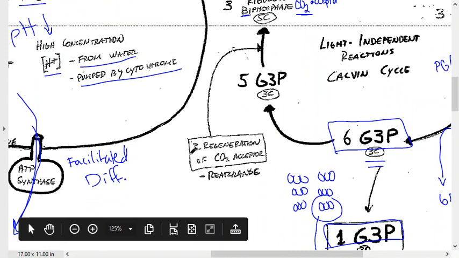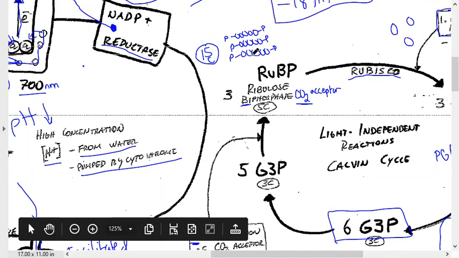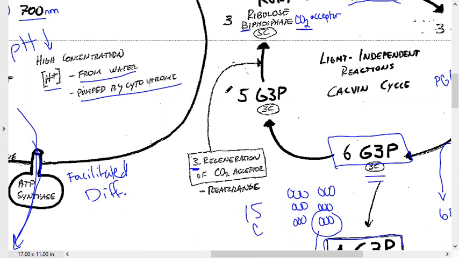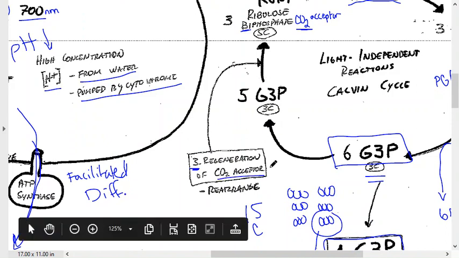So at this point, now we're kind of in step 3. We just have to take these remaining 15 carbons and rearrange them so that we get the 15 carbons that we started with, basically. There are a series of enzymatic reactions that do this. Remember, the whole point is to regenerate RuBP, ribulose bisphosphate. That's just the abbreviation for it.